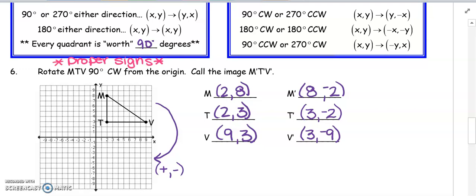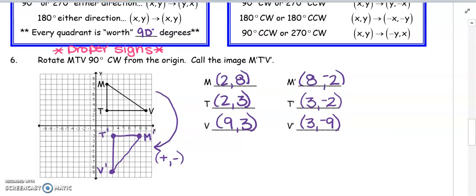And we've just found our new coordinates here. So M prime is now at 8, negative 2. T prime is at 3, negative 2. And V prime is at 3, negative 9. I've gone ahead and I've rotated MTV 90 degrees about the origin, okay? Can you kind of visualize that rotation happening?